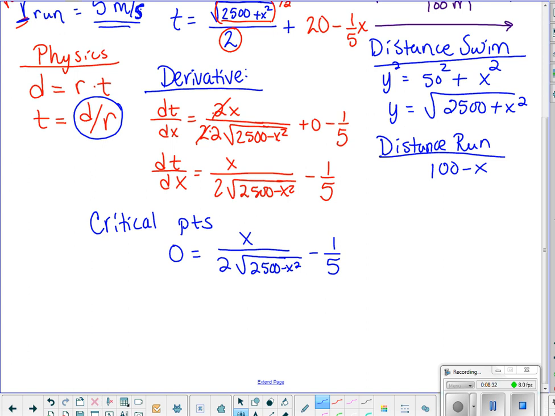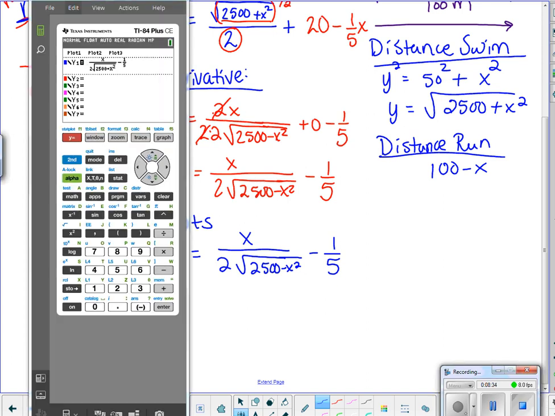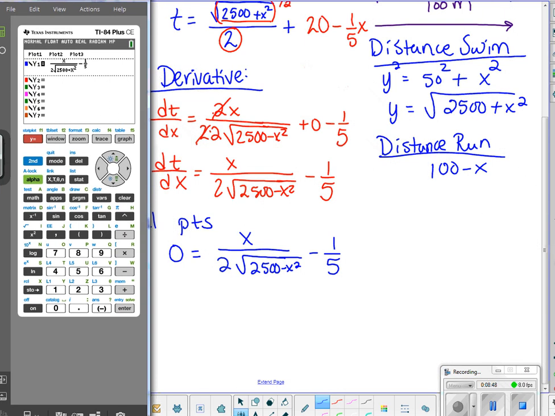So let's use the calculator to do that. Okay, so hopefully you've got the equation loaded in your calculator. If not, why don't you hit pause and get that accomplished. This is the derivative function, and I'm looking for where it equals 0. Correct? That's what we're after, the critical points. So I'm going to go ahead and maybe just Zoom 6 it. Ew, that doesn't look very good.